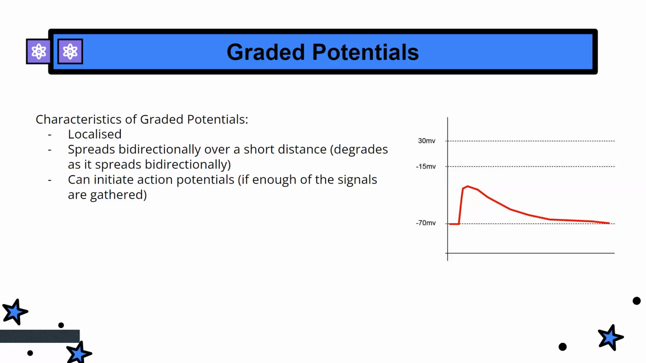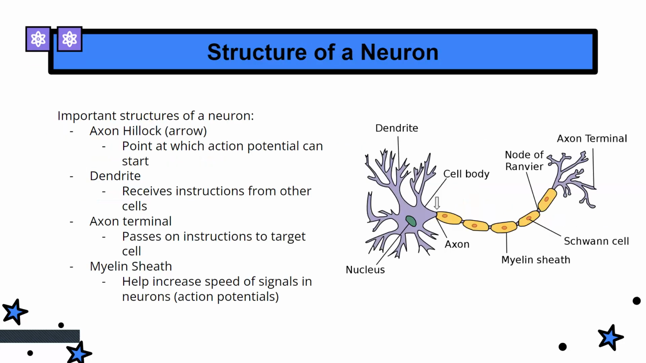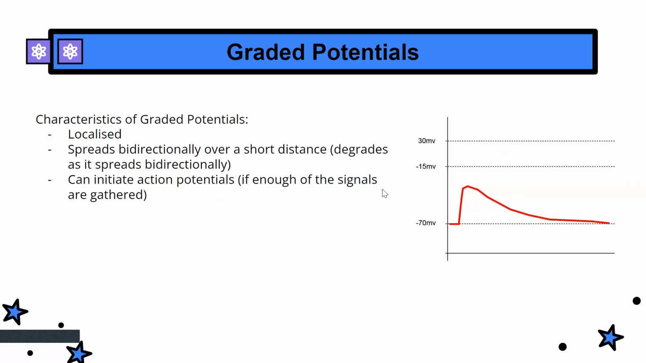Another thing to know with gradient potentials is that they're bidirectional. Imagine if I have a gradient potential starting over there, for example, this potential can go to the left and the right. And that's what we mean by bidirectional. And if enough of them accumulate, then you can get an action potential.